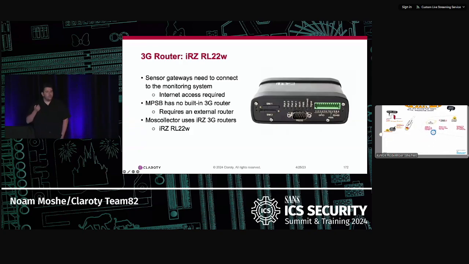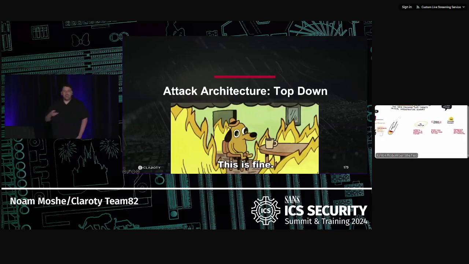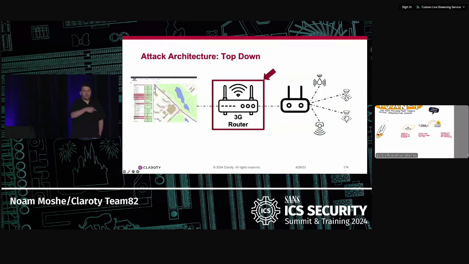Cool, so now we know the architecture. Our next step is to try and understand the mayhem, what actually happened and how everything went down, and how the attack and the kill chain actually occurred. And to do that, we're going to go top down, meaning the attacker somehow had to move down the lateral chain and get access to each device. And to do that, we start, of course, with the 3G router.